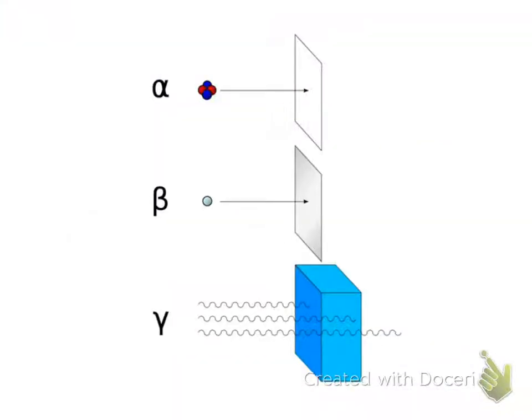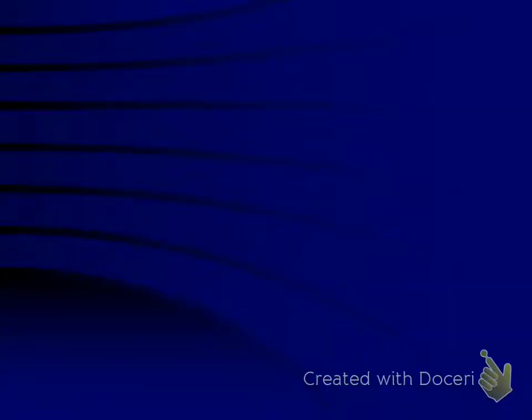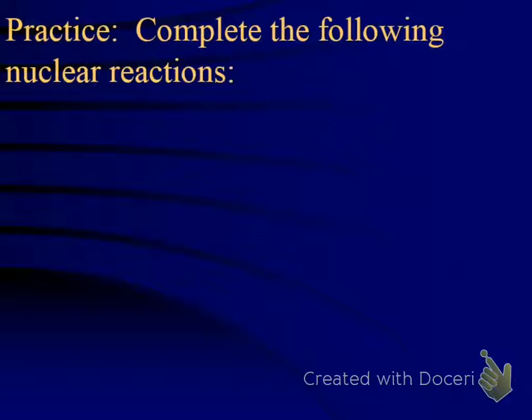So here's those pictures showing you what it takes to shield them. Of course, gamma is the worst. And then we're going to complete these nuclear reactions. And then I'm going to walk around and help you with your homework.